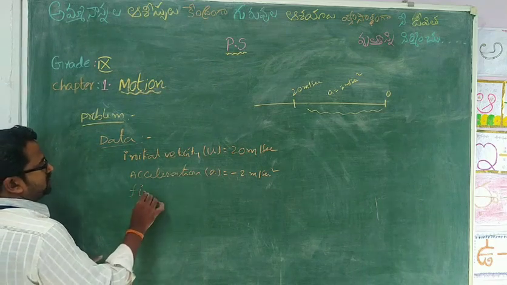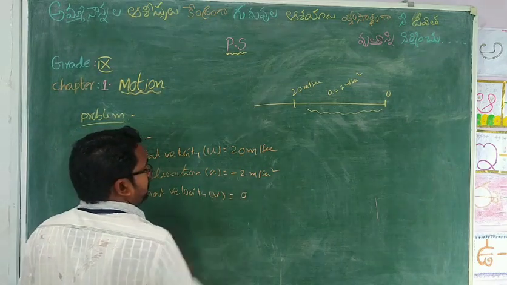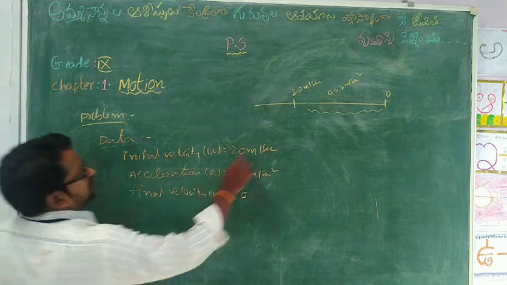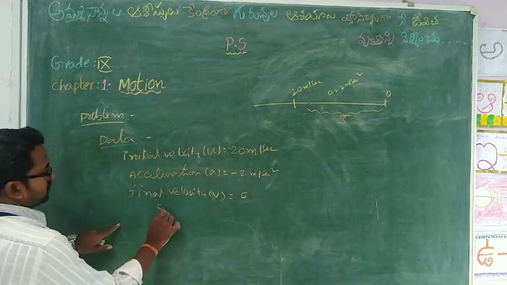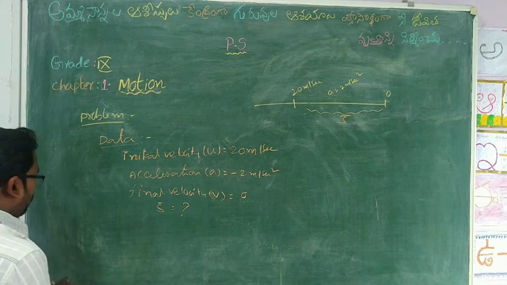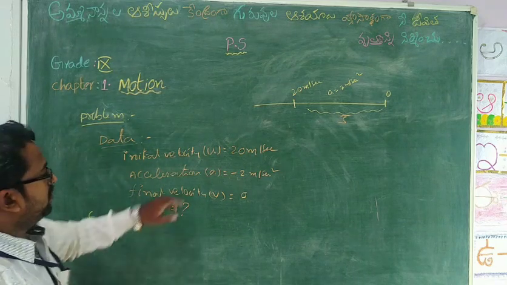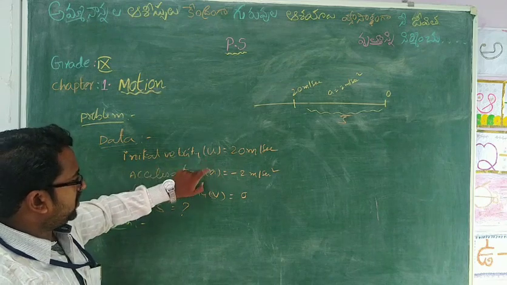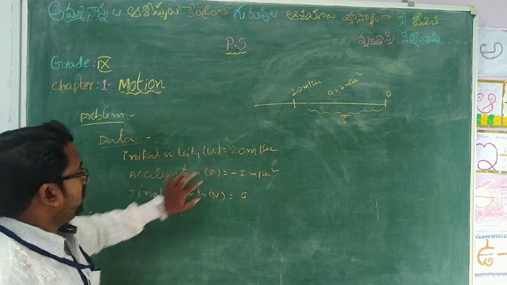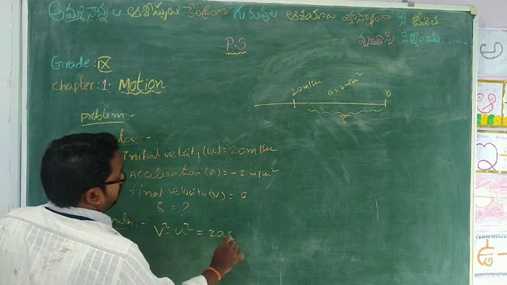And the final velocity is also given. After application of brakes, it comes to rest, so what is the velocity? 0. Now what is our requirement? What is the displacement that it has covered? So s is equal to question mark. Right? Now what is the formula we have to use? If you analyze the data, we can easily find the formula. v is there, u is there, a is there, s you have to find. v, u, a, s. What is the formula for v, u, a, s? Correct. v square minus u square is equal to 2as.